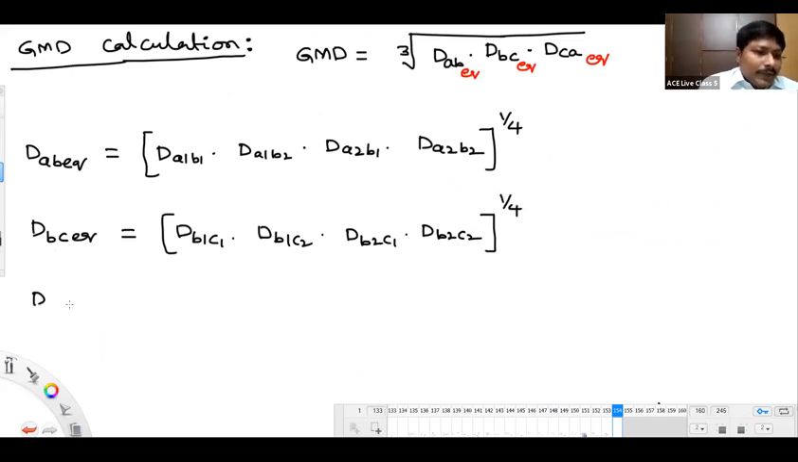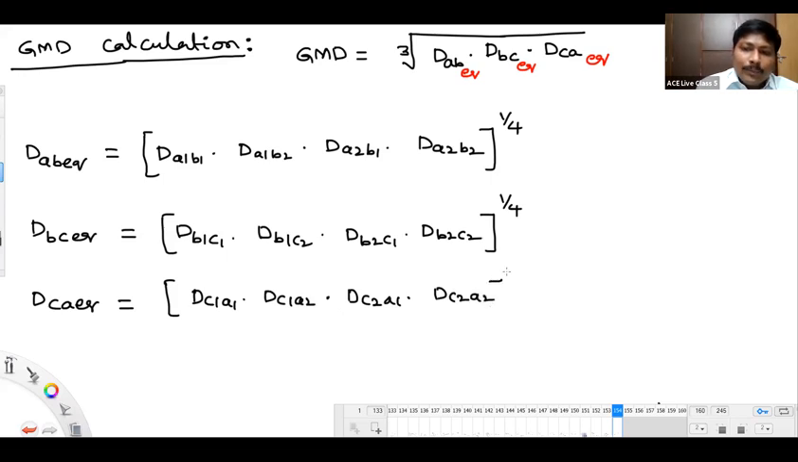Next, DCA equivalent. What can you say for the DCA equivalent? C1A1, C1A2, C2A1, C2A2, the effective distances from phase C to phase A conductors. So you can call them C1A1, C1A2, C2A1, C2A2, and this whole power 1 by 4. After getting these three, DAB, DBC, DCA, substitute these 3 numbers into this equation and we will get the GMD of the system.